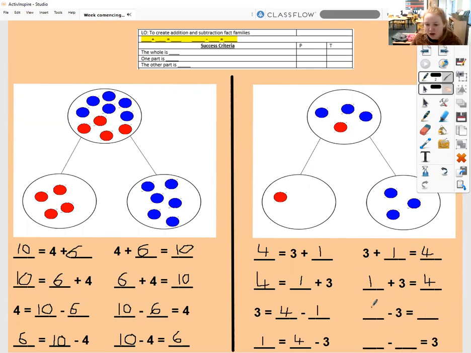So in my subtraction, I know my whole goes before my subtraction symbol. So 4 subtract my first part, which is 3, equals my remaining part, which is 1. And finally, this is saying that my remaining part is 3. So it's my whole, which is 4, subtract my first part, which is 1.